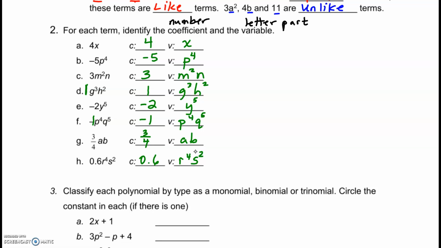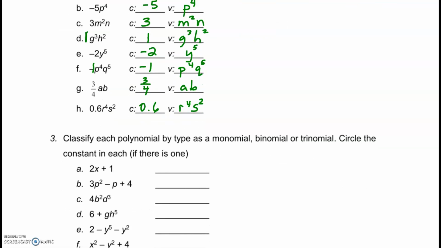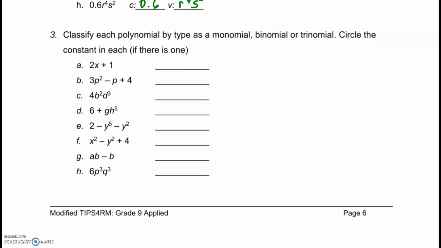Okay, so that's a good practice for, again, we practiced coefficient, number part, and variable, letter part. All right, let's practice classifying now as monomial, binomial, and trinomial. All right, circle the constant in each one if there is one. So we need to remember what a constant is. So let's just write it on the side. A constant is a number by itself.